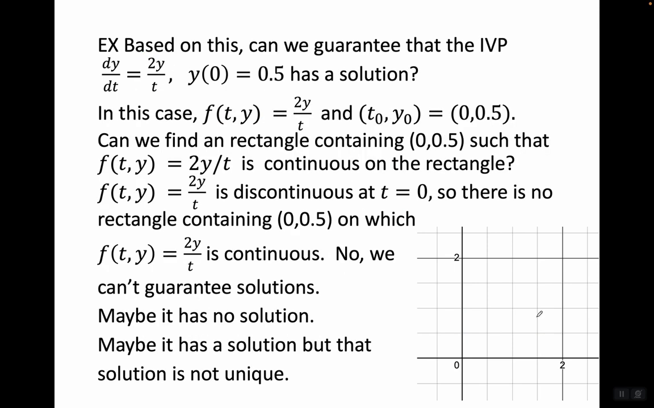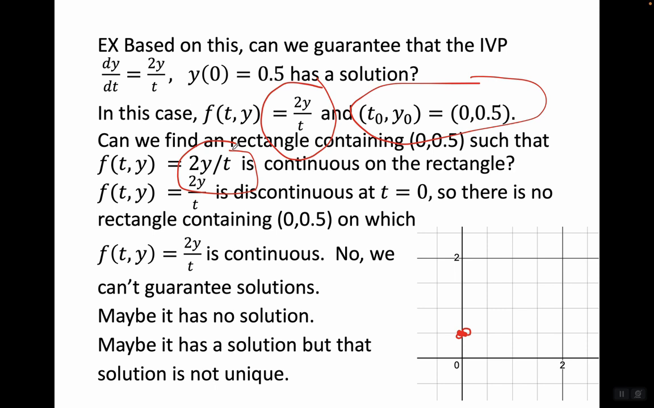So based on this, can we guarantee that the initial value problem we started with, dy/dt = 2y/t, y(0) = 0.5, has a solution? So again, in this case, f(t, y) is going to be the same. It's 2y/t. But in this case, the point (t0, y0) we're looking at is (0, 0.5). So we're looking at that point. Can we find a rectangle containing that point such that this function, 2y/t, is continuous on that rectangle?